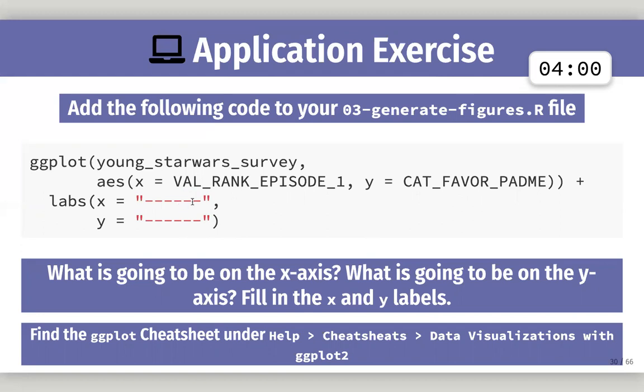In this example code, I've just put dashes. I want you to fill in descriptors of what you think these axes are showing. And then go ahead and run the code, and we can talk about what you see afterwards. I'll give you a couple minutes to work on that. If you need the ggplot cheat sheet, again, you can find it under Help, Cheat Sheets, Data Visualization with ggplot2.